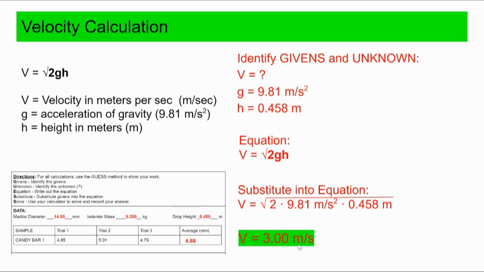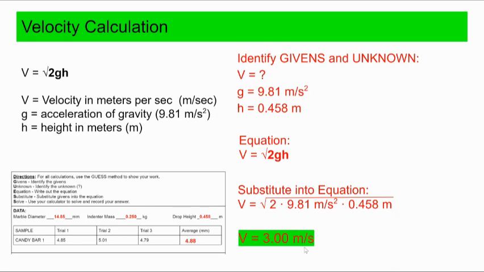Note the reason why the unit is meters per second is we have meters times meters over seconds squared, but we're square rooting it. So one of our meters will cancel out and one of our seconds will cancel out. Thus, our final unit will be meters per second.